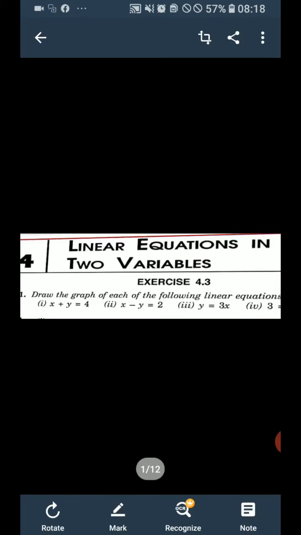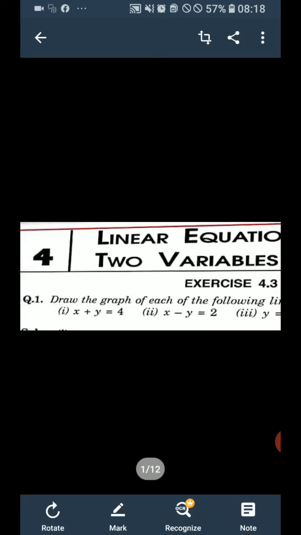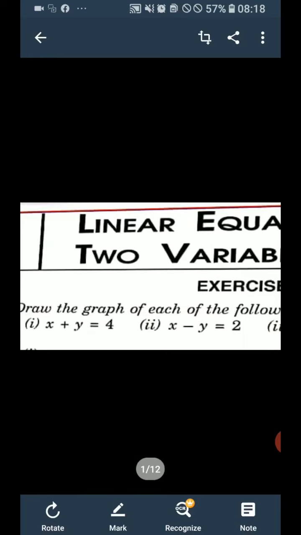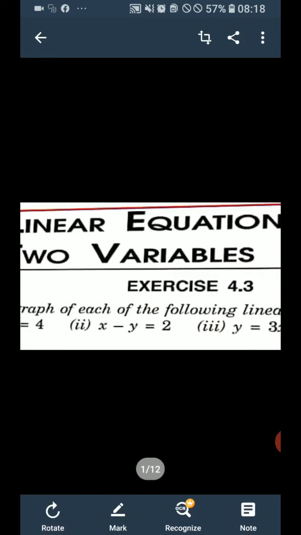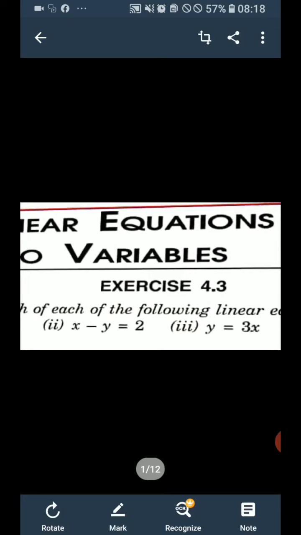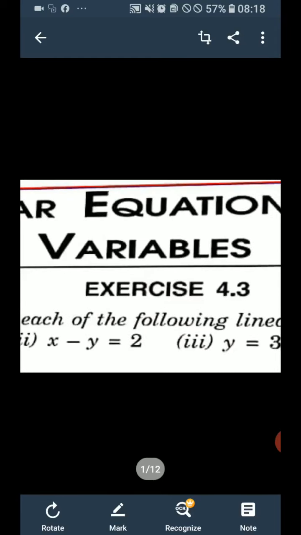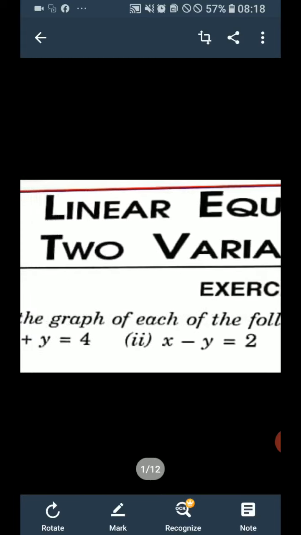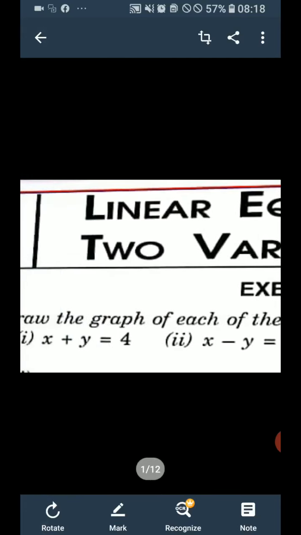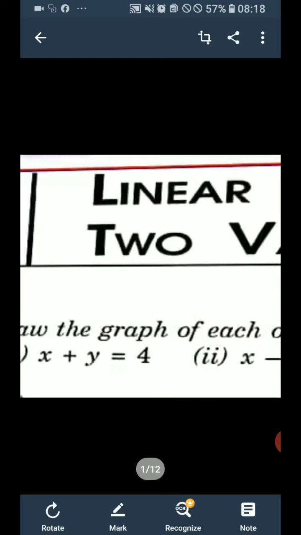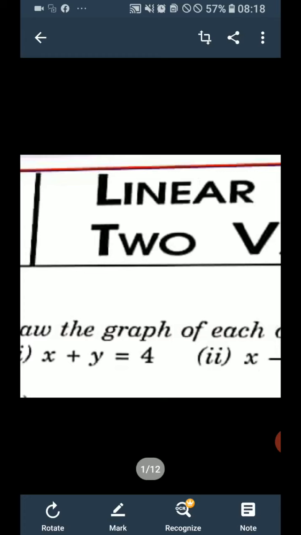Today we will solve the questions from chapter 4, linear equations in two variables. The first question is: draw the graph of each of the following linear equations. The first part is x plus y equal to 4, right? My dear students, we require a minimum of two solutions to draw the graph of any linear equation. We will prefer the least values of x and y, that is 0. Let us start.